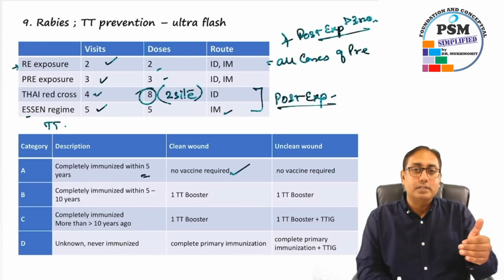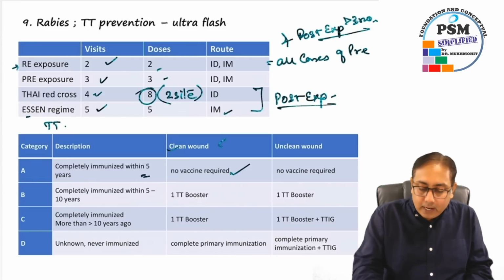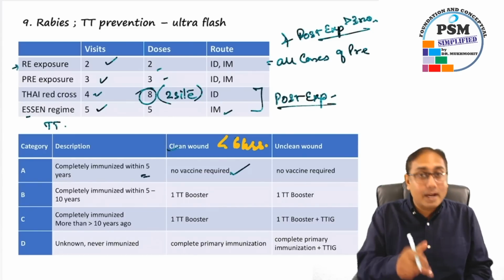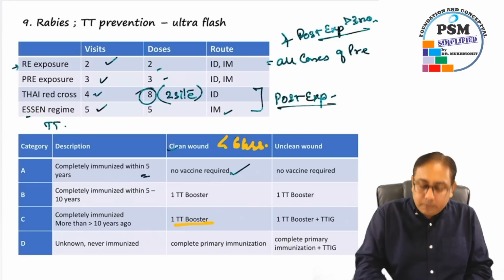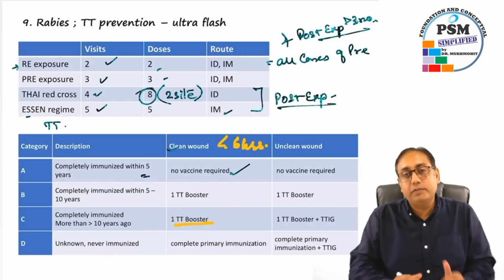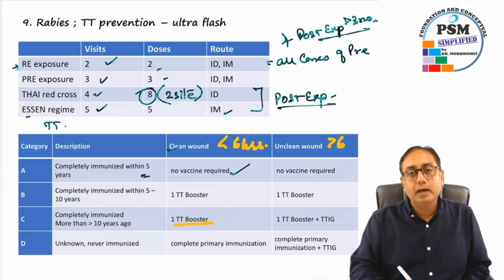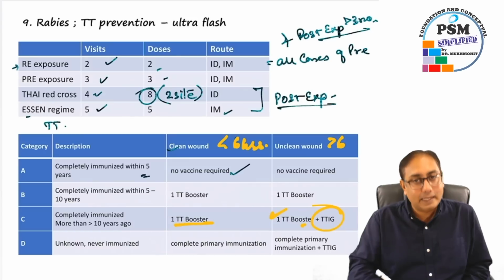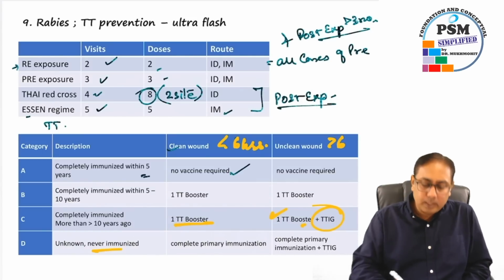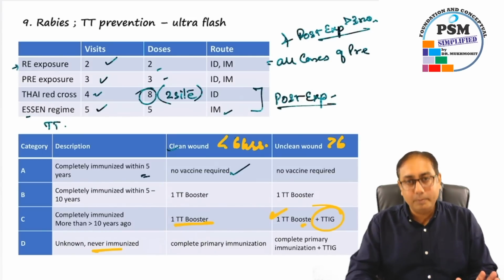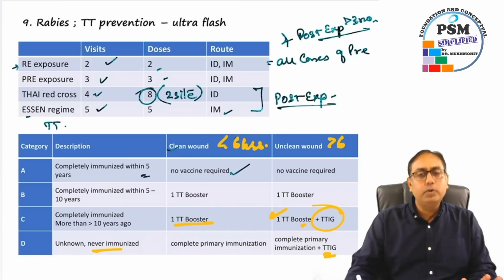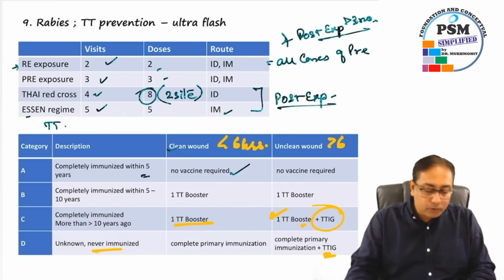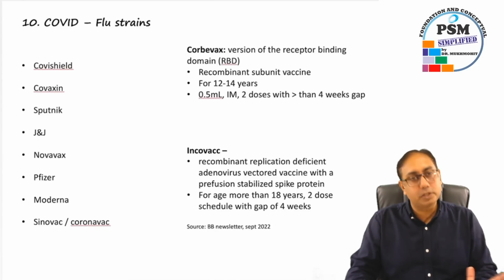If more than 10 years, now if the wound was clean and if it reports within 6 hours, then you simply need to give 1 TT booster. But if the wound was more than 6 hours ago, or if it was unclean, you need to give the TT booster with the tetanus immunoglobulin. And of course, in never immunized, you need to give both the primary dose of TT and tetanus immunoglobulin if the wound was contaminated or if it was more than 6 hours ago.